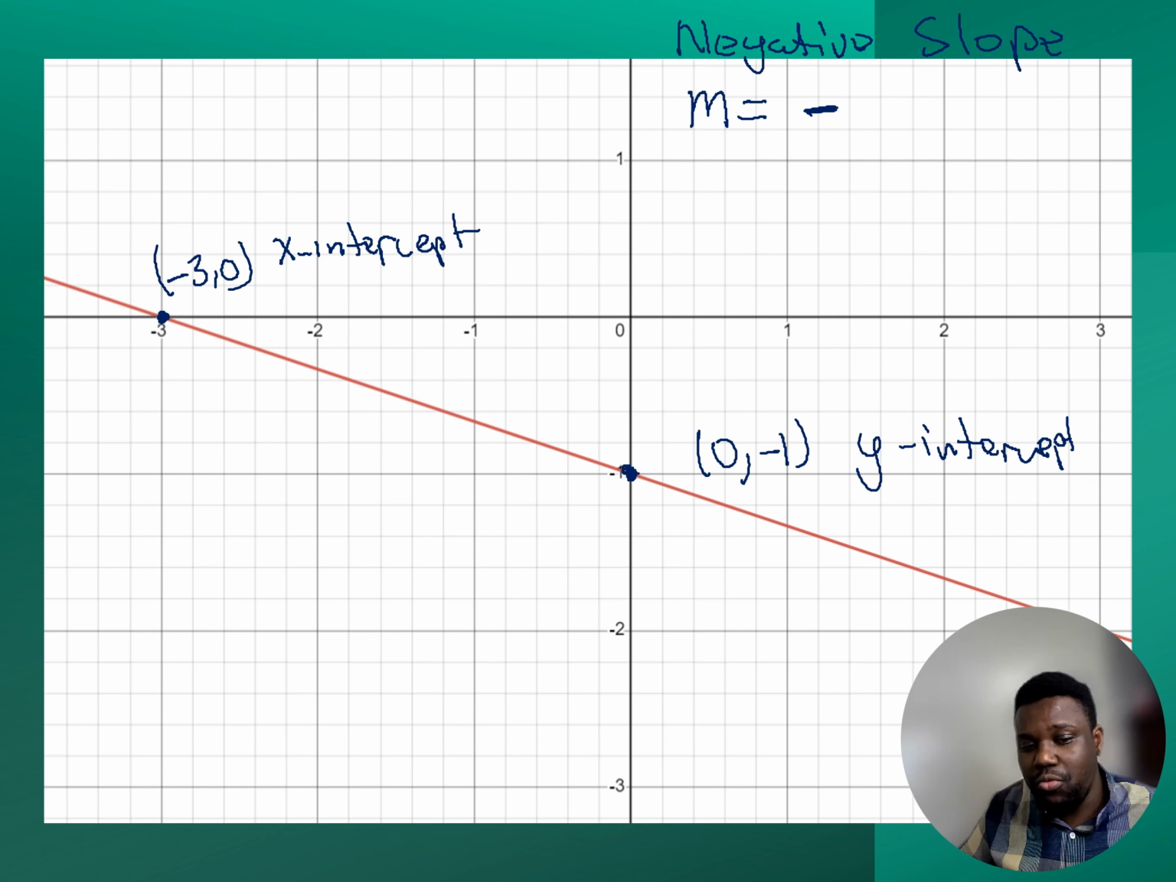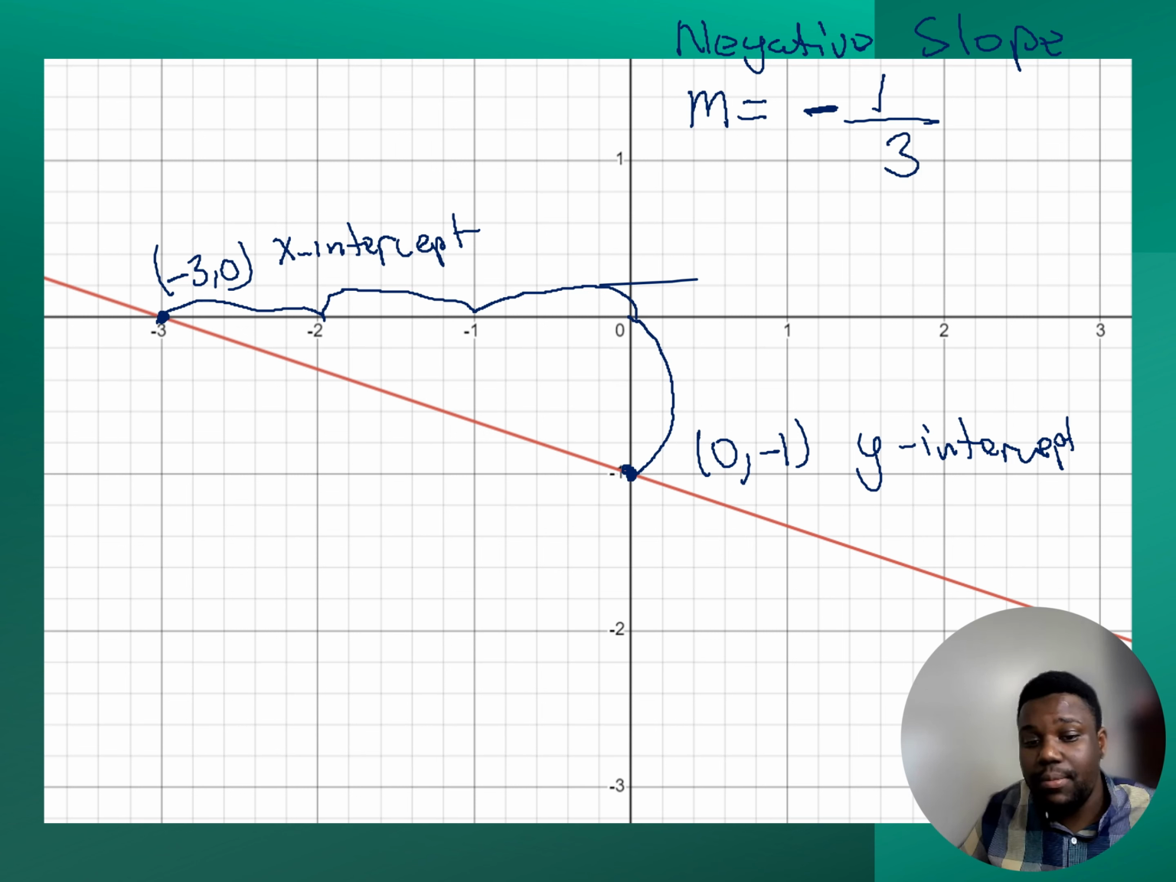Good. So again, it's going downhill, so it's negative, and we are going to just count our rise. So we have to move 1 unit up, so that's our numerator. And we have to move 1, 2, 3 units across, so that's our denominator. So our slope will be -1/3.